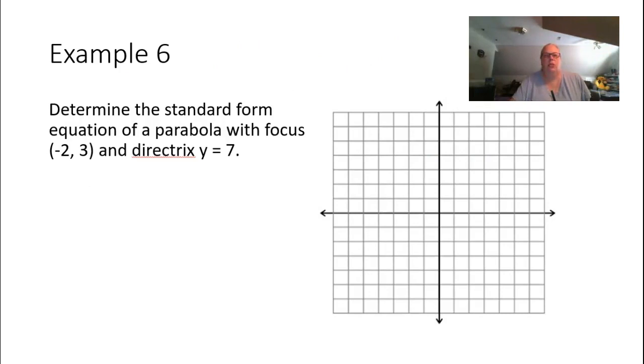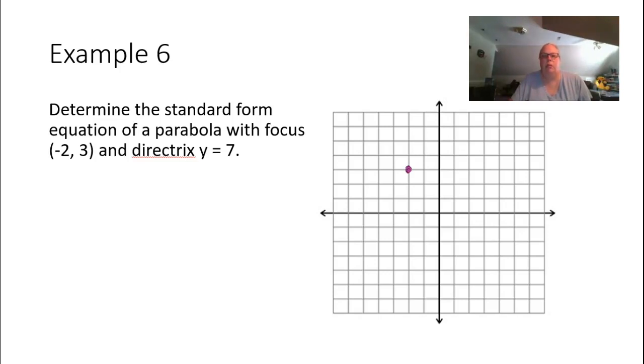Example 6. Determine the standard form equation of a parabola with focus (-2, 3) and directrix y equals 7. Okay, let's graph the stuff that we have. Now, it doesn't ask us to graph it, but sometimes it helps to see a picture of what we actually have. Okay, so (-2, 3) is going to put our focus right here.